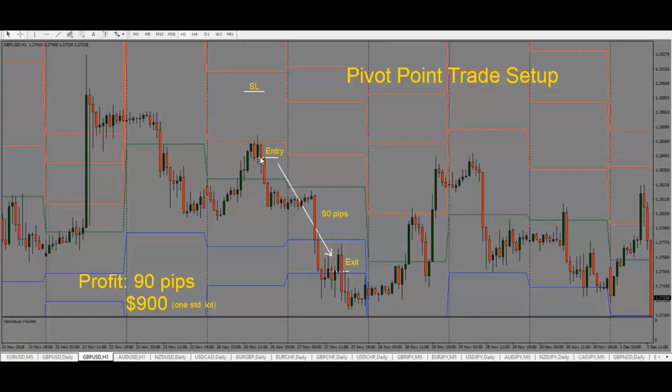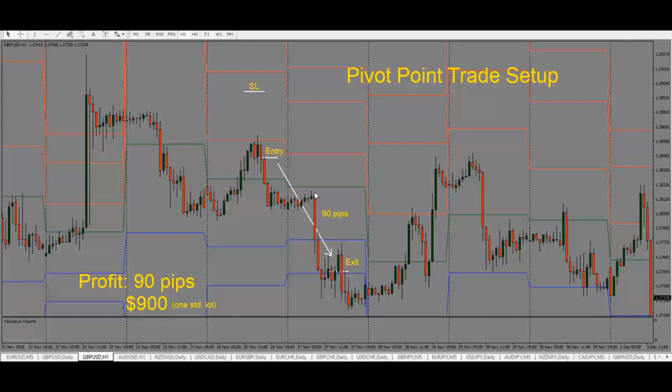The stop would go on the other side of our R1. You can put it behind R2, or in this case, I've just put it on the other side of this wall of resistance here. So stop goes there and then we wait for price to drop. And we see that price drops, goes sideways here, and then pulls back into our pivot point level but stays below. That shows us that price is likely to continue to the downside.